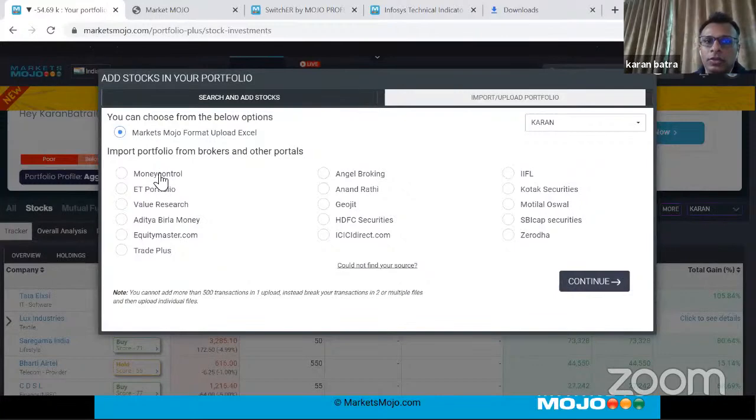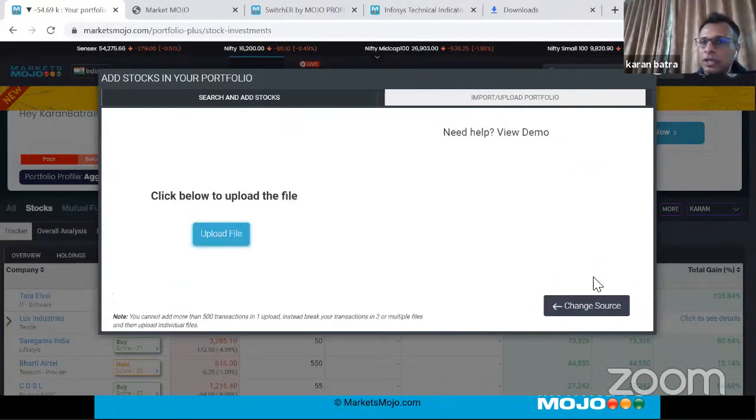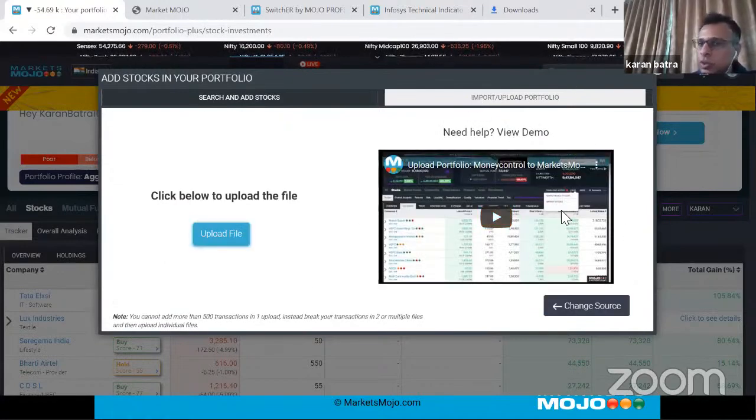Or there are some media sites, some brokers that we have integrated. So let's say you want to download from Money Control, you can click on Money Control, continue. There's also a short video that will help you: where to go on Money Control, which file to download, how to upload it in the portfolio analyzer.